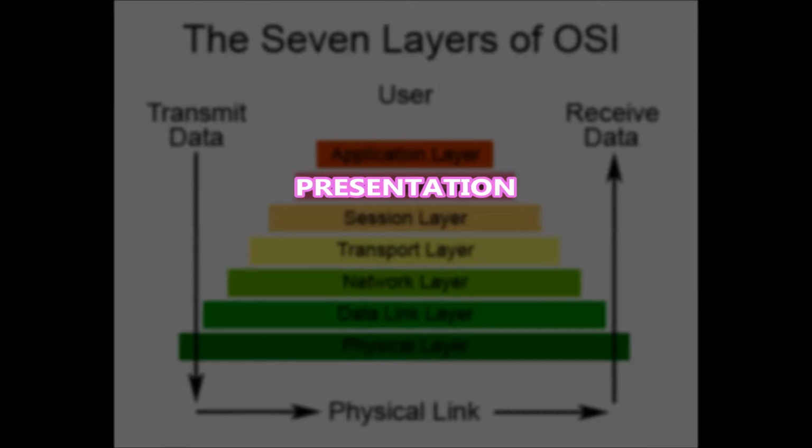Layer 6, or the presentation layer, then converts the data further. In this layer, the text is converted to ASCII and the picture to JPEG.